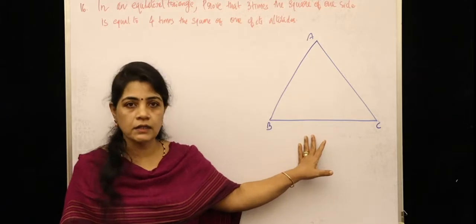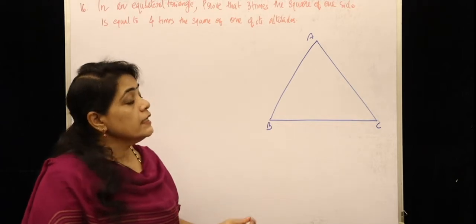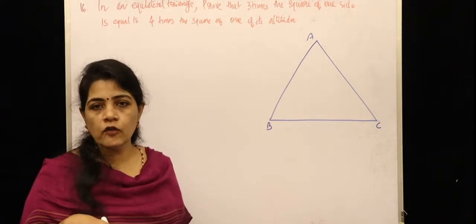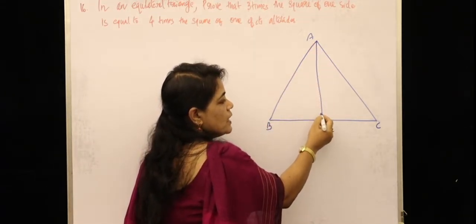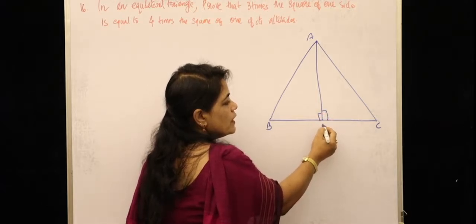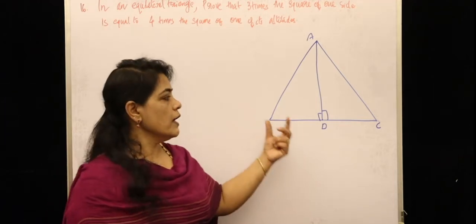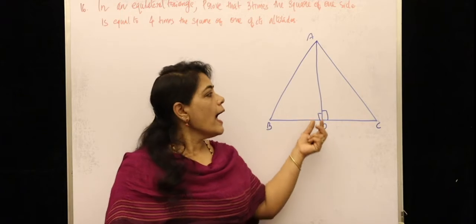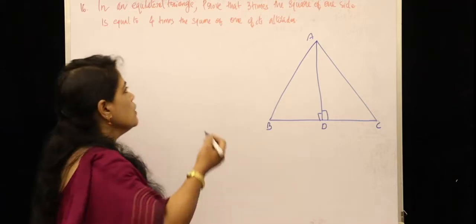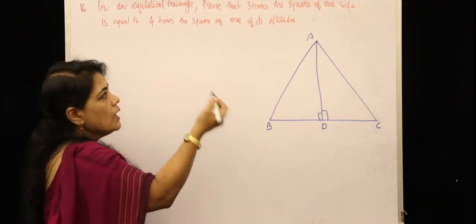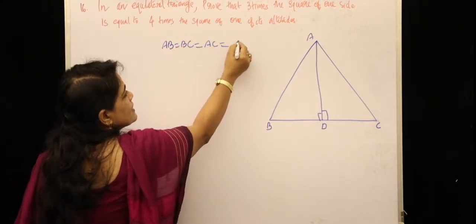Okay, so I have drawn an equilateral triangle ABC. Here we should get the answer in terms of altitude. So we can draw an altitude from vertex A to the opposite side BC, being altitude, 90 degrees. So let AD be the altitude from A to side BC. Since ABC is an equilateral triangle, we have AB equal to BC equal to AC. Let it be A.